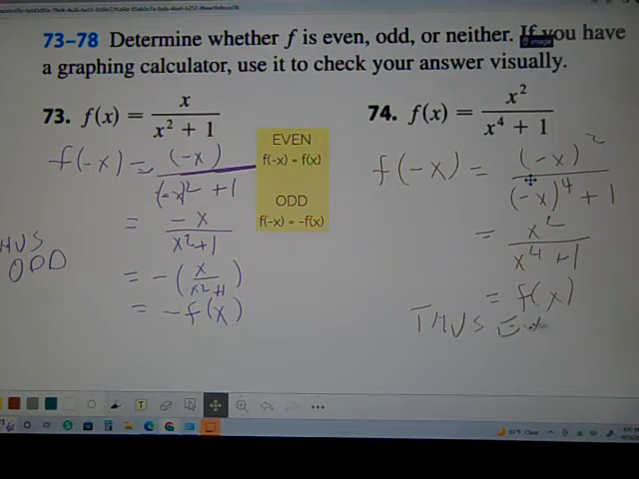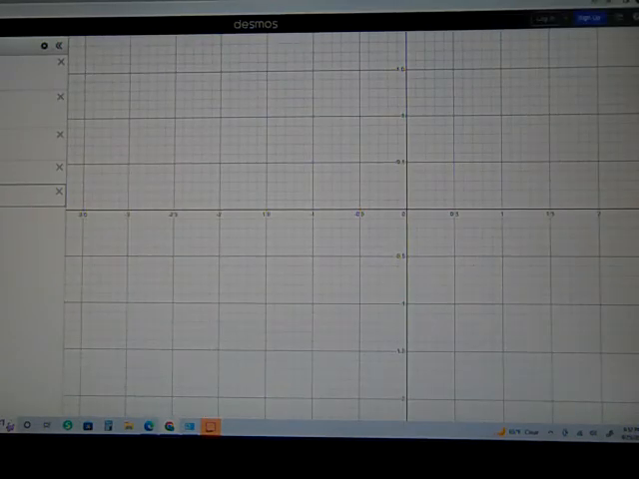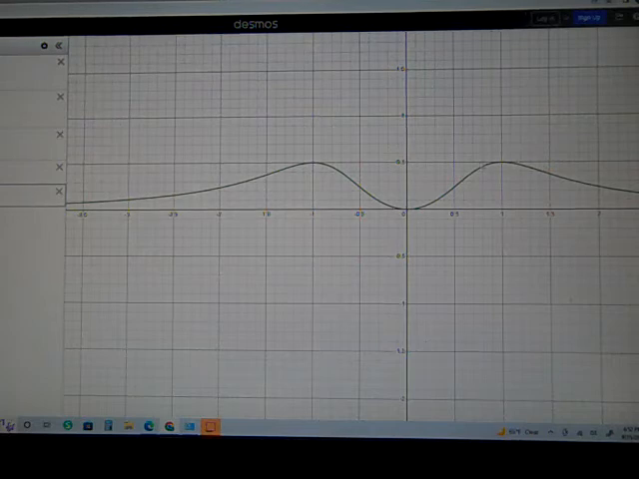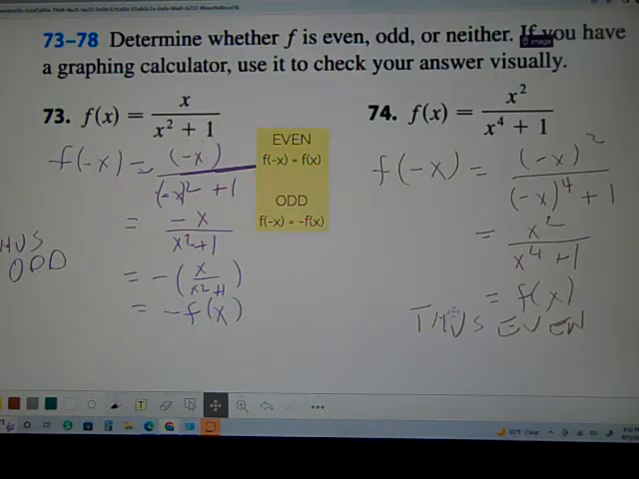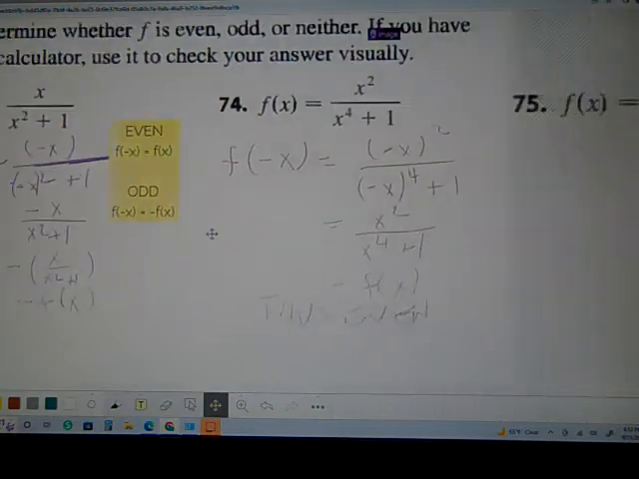We know this reflects across the y, thus even. So again, if I go to Desmos and I prep this up, here's our function, I turn it on, boom, you can tell it's even. This portion mirrors over to this portion. Alright, it doesn't have to go through the origin, it does this time. Just a couple more here we can try to do.